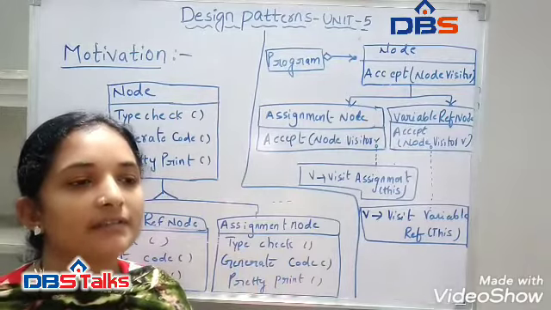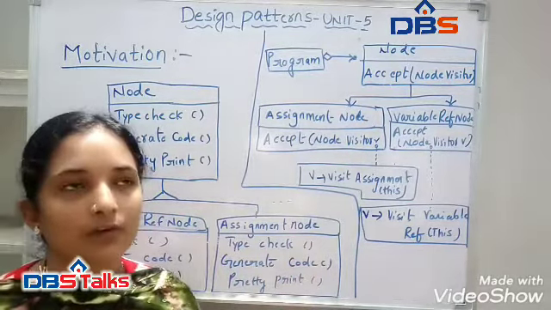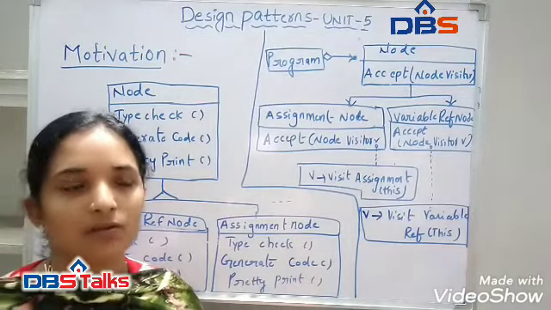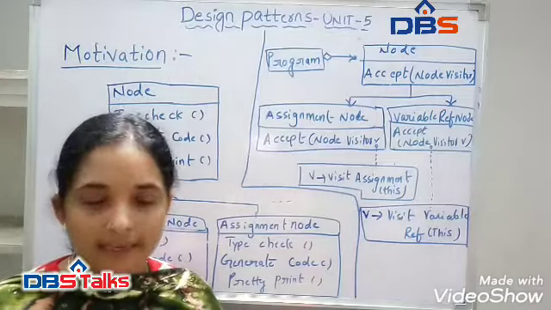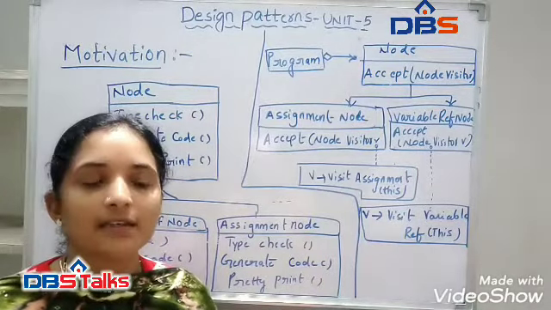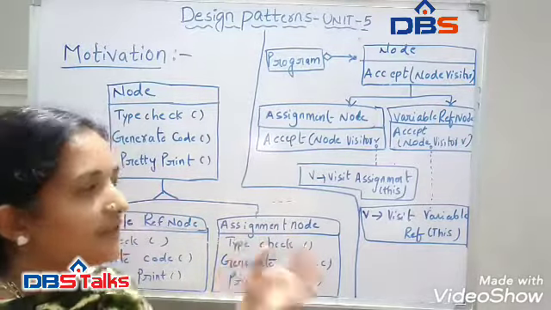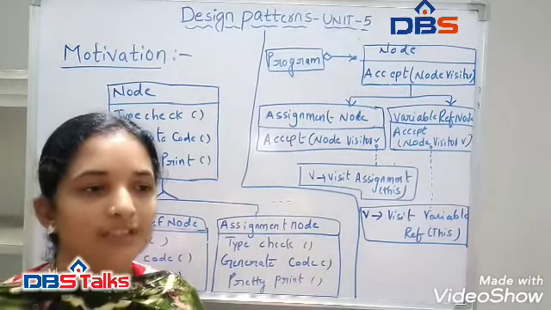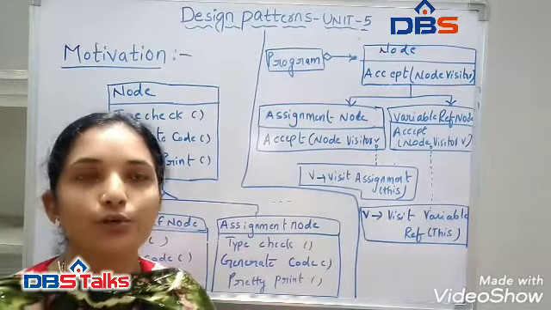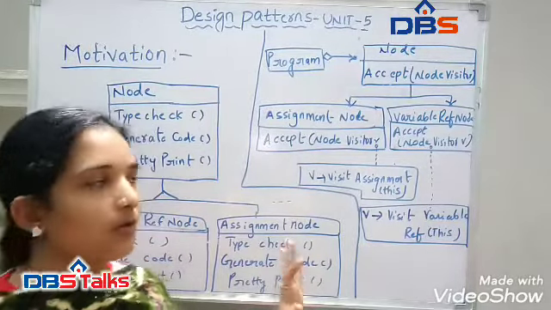With the visitor pattern, we define two class hierarchies: one for the elements being operated on, the node hierarchy, and one for the visitors that operate on the elements, the node visitor hierarchy. So this is the motivation, and this is the explanation of this image. You create new operations by adding new subclasses to the visitor class hierarchy.